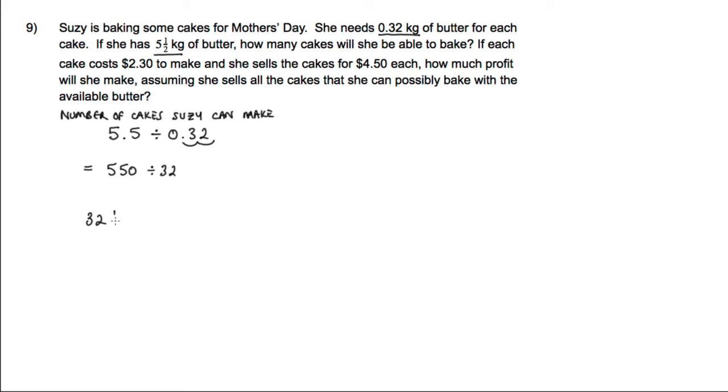So 32 into 550. Now 32 into 5 doesn't go, but 32 into 55 will go once. 1 times 32 is 32, and we get a remainder of 23. So now we have to find how many times does 32 go into 230. Now it goes in 17 times plus a remainder. But that remainder we're not really interested in. We're just interested in this whole number, because that represents how many cakes she can make. So Susie can make 17 cakes.